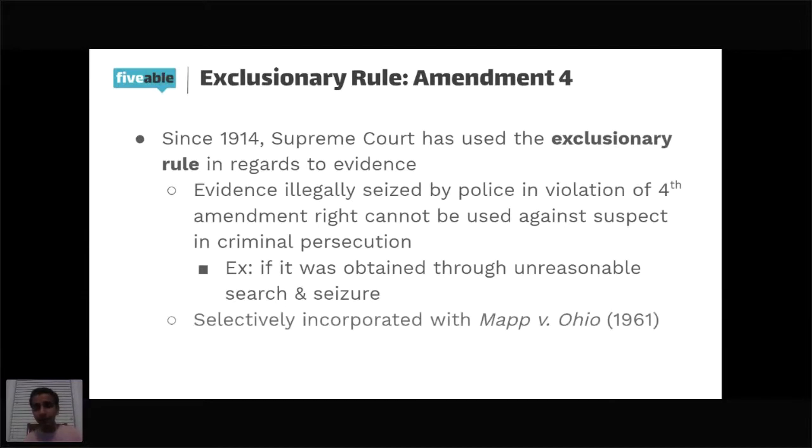So chat, can you tell me what selective incorporation means now? Anyone, just type it into the chat. Just wait a few seconds, and if not, we'll keep going.